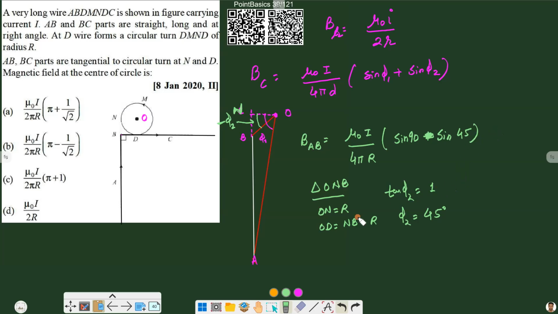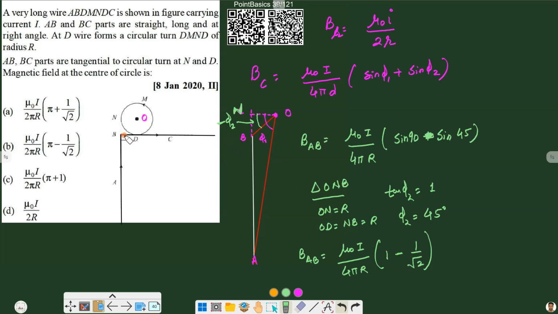Now solving this, B_AB comes out to be mu naught I by 4 pi R, times (sine 90 is 1, minus sine 45 is 1 by root 2). So this will be the value for the AB part.